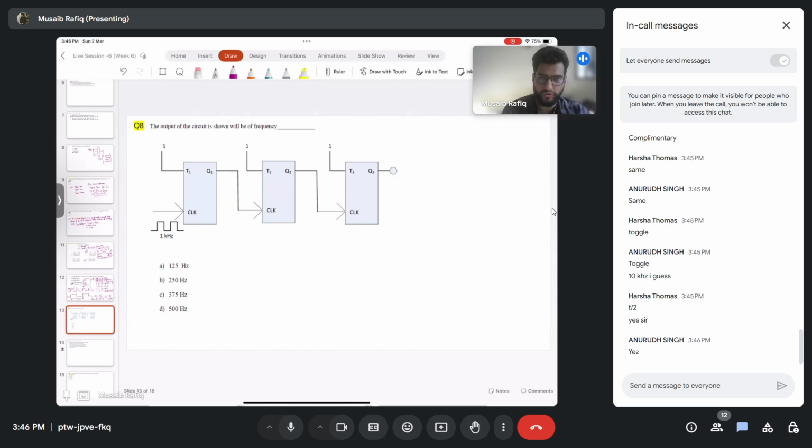Now I have a question for you guys. Solve this. The circuit is shown below. What will be its output frequency? You need to tell me what will be the frequency of this circuit, which has an input clock frequency of 1 kilohertz.